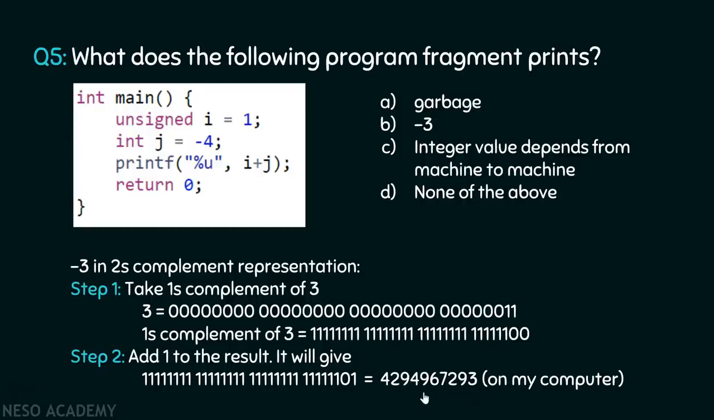This is on my computer. Basically, in my computer the size of an integer is 4 bytes, therefore the maximum value is 4294967295, and subtracting 2 from it gives me 4294967293. Maybe on your computer the size of an integer is 2 bytes, then the maximum value would be different and subtracting 2 from it would give something else. Note this down. Because of %u, the output printed is an integer value that depends on the machine, and therefore the answer is C. But if it were %d, the output would be -3, and that is the major difference.